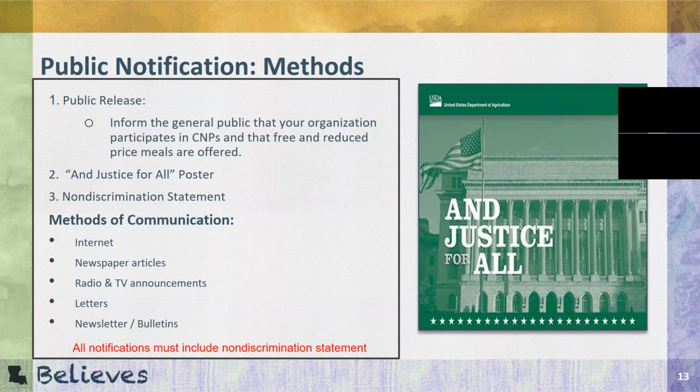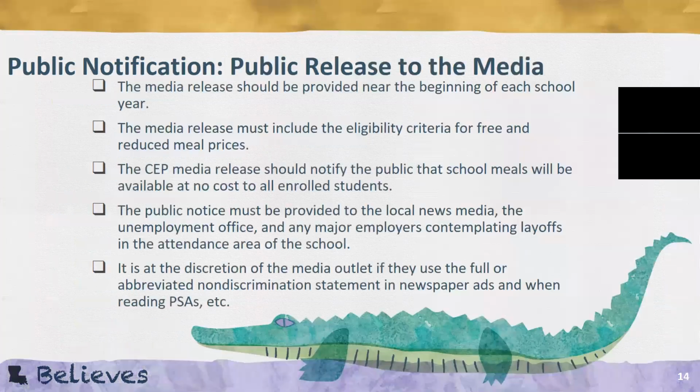Public notification can include methods such as internet and computer-based applications, newspapers, radio or television, letters, leaflets, brochures, and bulletins. Be sure to convey the message of equal opportunity in photos and other graphics that are used to promote program information to applicants or participants.